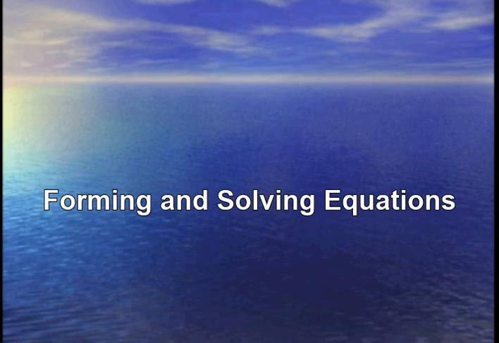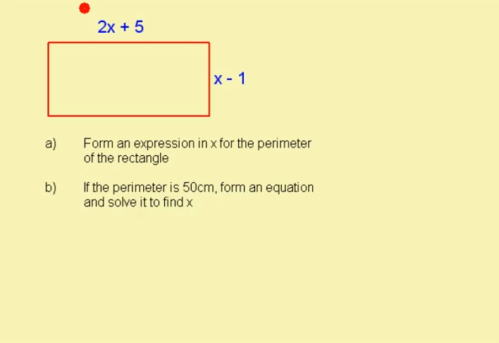This question is about forming equations and solving them. But in the first part, we're asked to form an expression. Now, an expression is a little bit like an equation, but it doesn't have an equal sign. The question asked me to form an expression in x for the perimeter of the rectangle. What this means is work out the perimeter of the rectangle, but your answer is going to have x in it somewhere.